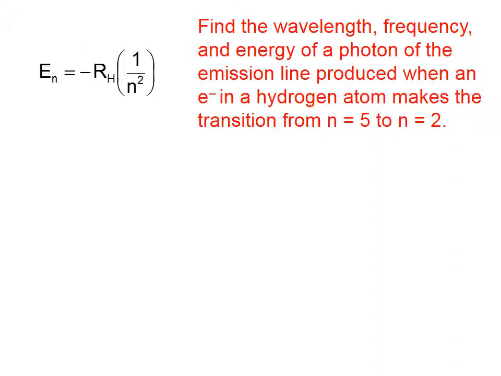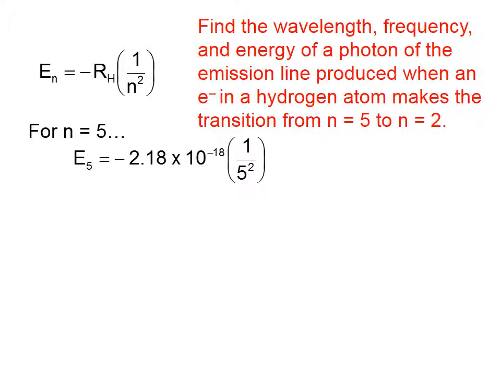So let's start with the equation for the energy of an electron in a hydrogen atom in the nth energy level. For n equals 5, notice we put the Rydberg constant in there. We have 1 over 5 squared. That number, of course, is going to come out negative, and there's its value.